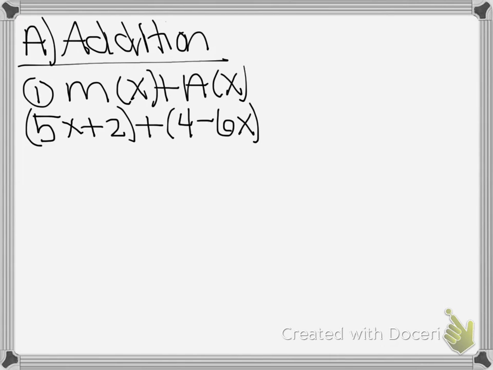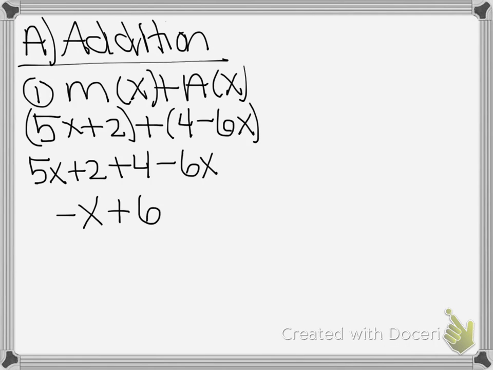Notice, I put stuff in parentheses, but we're dealing with addition, so really that's the same thing as if we were to drop the parentheses here. So with addition, you don't necessarily need the parentheses, but it doesn't hurt to have them. It's a great habit. Now, we combine like terms. 5x minus 6x gives us negative x. 2 plus 4, 6. Negative x plus 6.